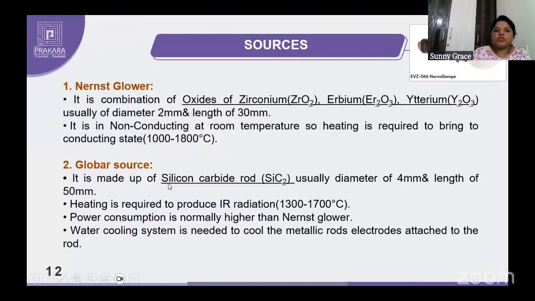In the glow bar source, it is actually made up of a silicon carbide rod. Okay, and it is usually a diameter of 4 mm and length of 50 mm. For this also heating is required to produce IR radiation. The heating is required up to 1300 to 1700 degrees Celsius. The power consumption is generally higher than the Nernst Glower for the glow bar source. So a water cooling system is also required to cool the metallic rod electrodes which are attached to the silicon carbide rod.